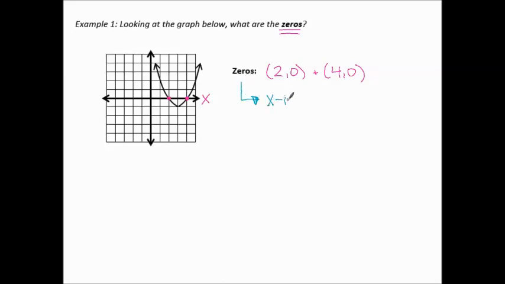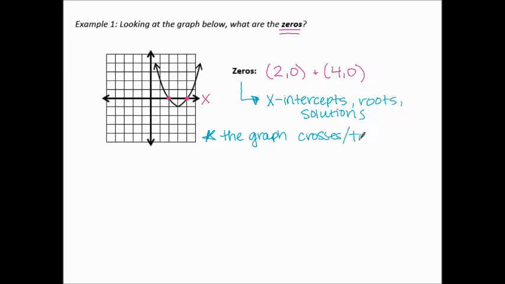I can also call my zeros a few other things. They're also known as x-intercepts, roots, and solutions. So this is where the graph crosses or touches the x-axis. Those are my zeros.